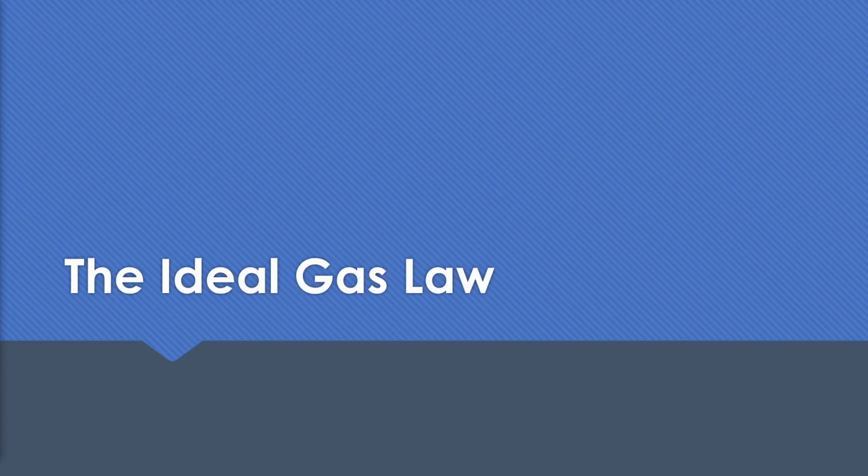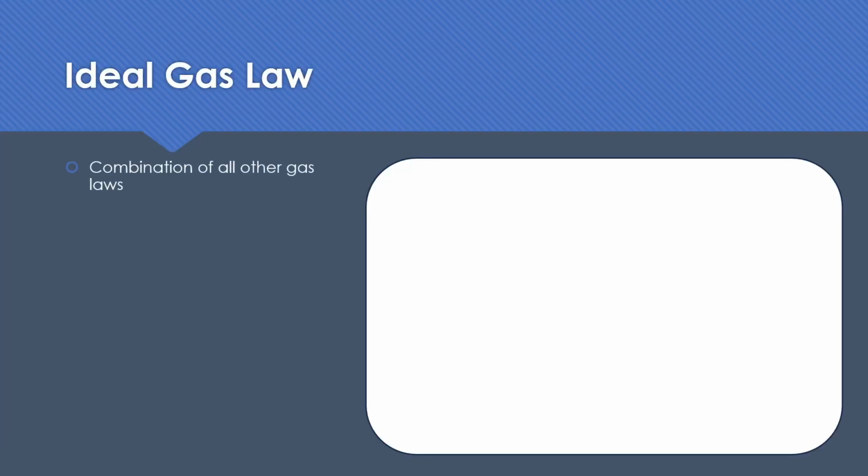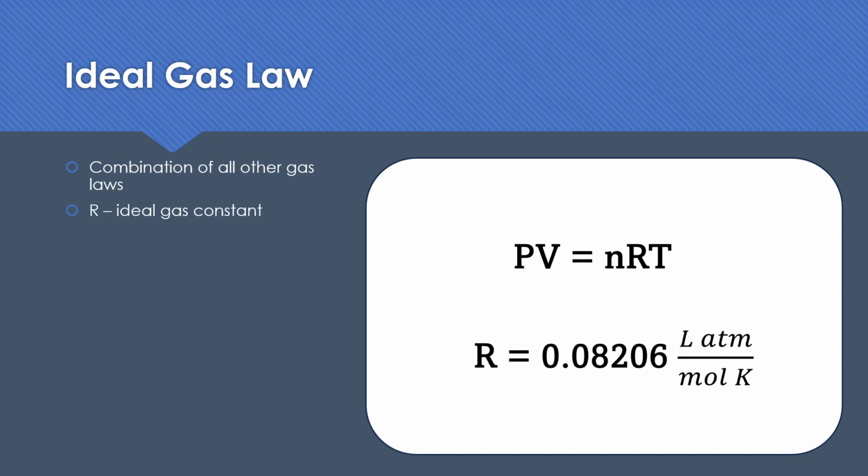So let's talk about the ideal gas law. The ideal gas law is basically a combination of all the other gas laws. When we combine those, we get PV equals nRT. Pressure times volume is equal to n moles times R times the temperature, where R is what's called the ideal gas constant. It has a value of 0.08206 liters atmospheres per mole Kelvin.